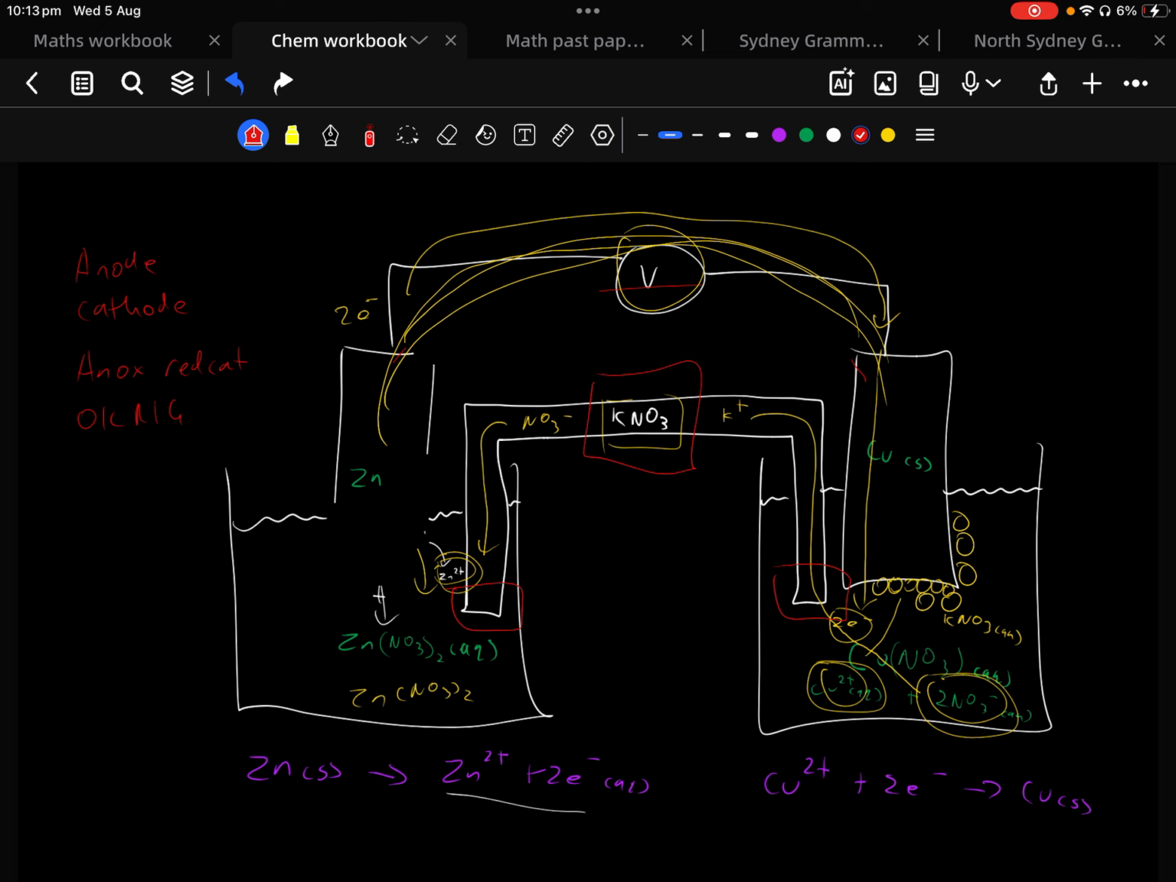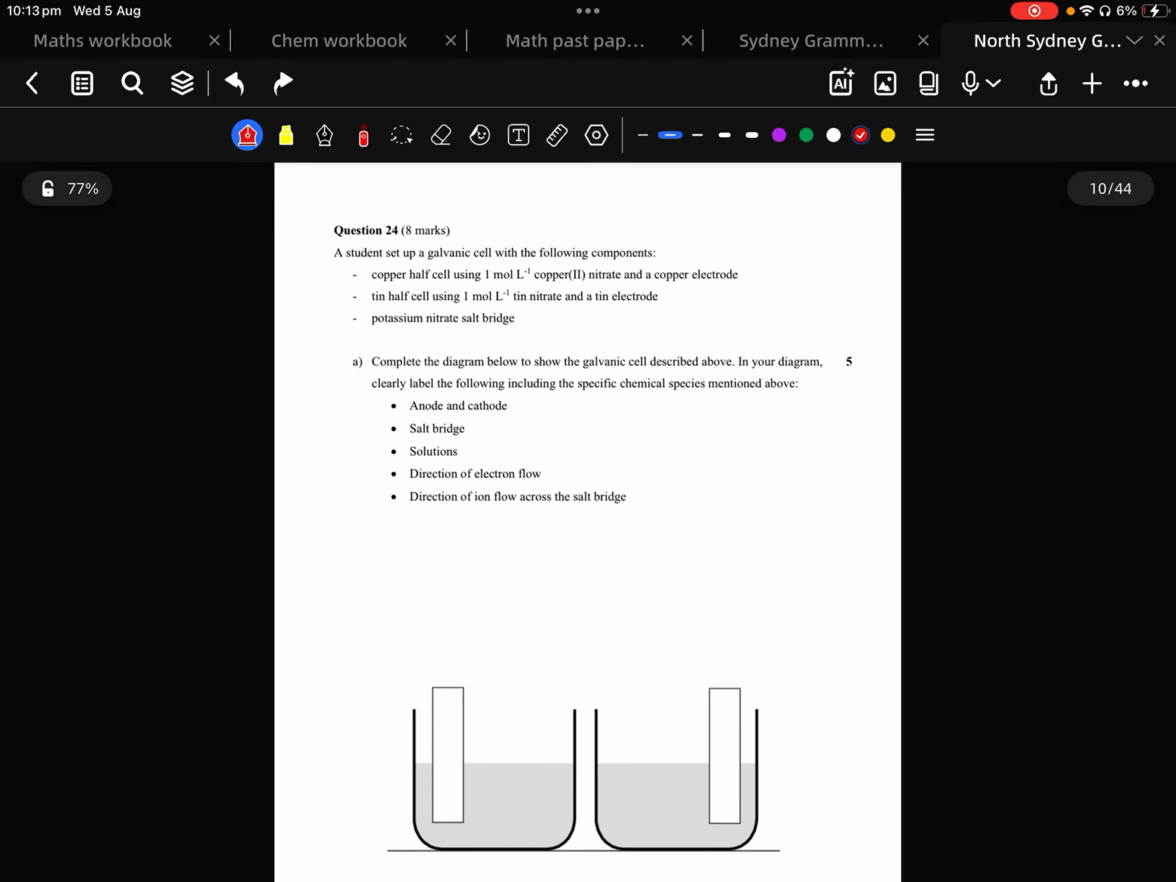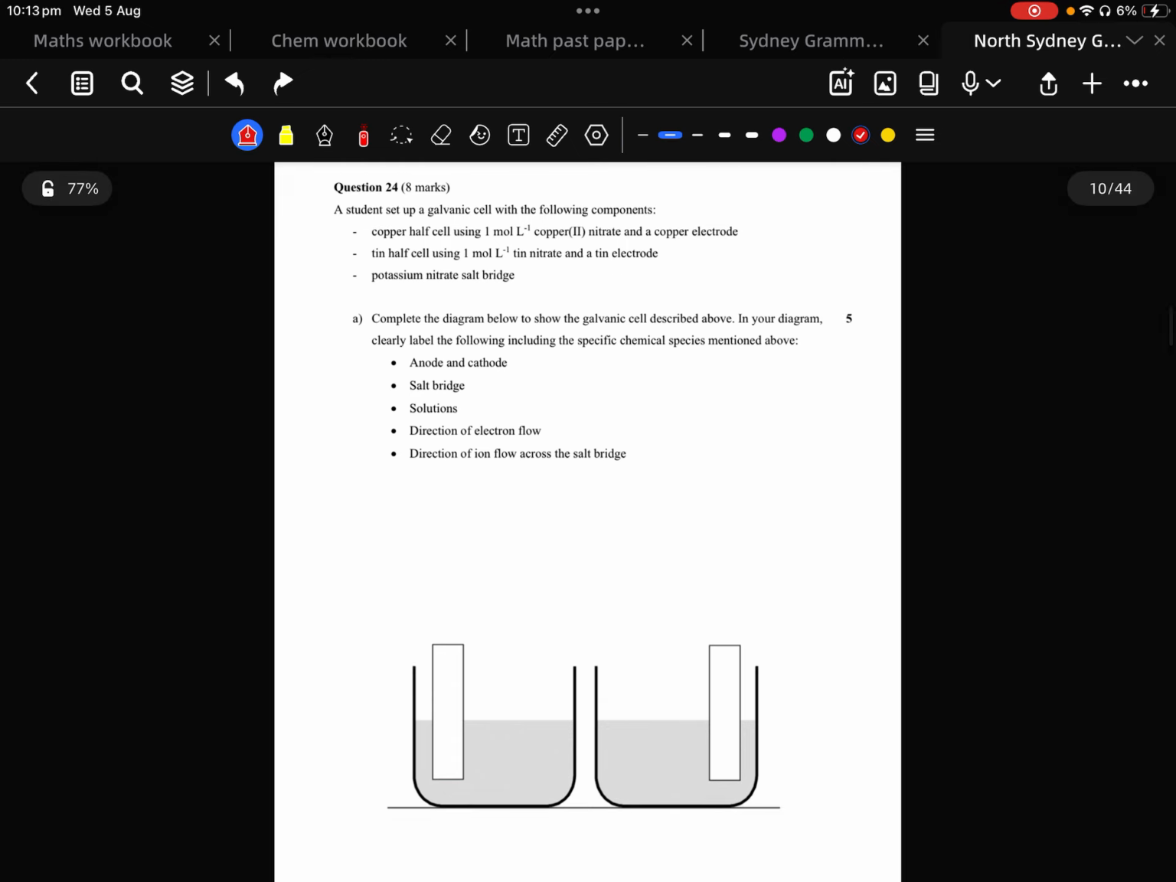Now let's move to a practice paper. Question 24 of the North Sydney Girls paper. Complete the diagram below to show the galvanic cell described above. In your diagram, clearly label the anode, cathode, salt bridge solution, and all the other parts. So, firstly, we're given the two metals to be copper and tin.